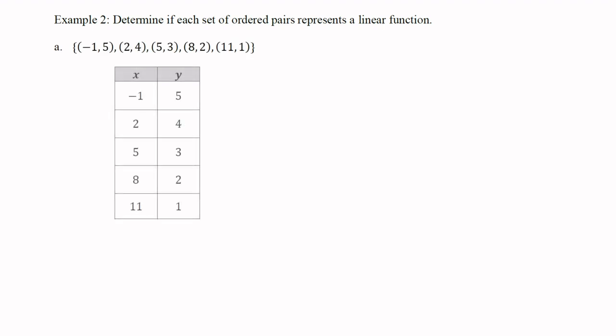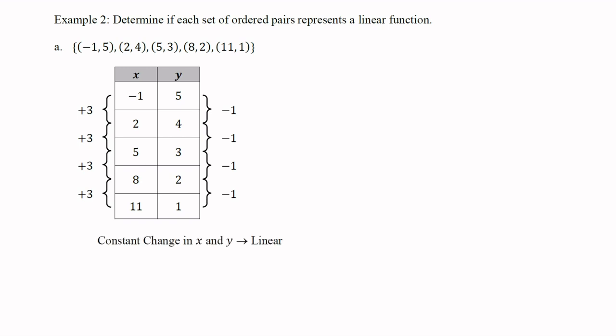So now let's do an example determining if each set of ordered pairs represents a linear function. Here we have a set of ordered pairs. We can very easily put this in table format, and then we can see what we have. Starting with our x values, each time we're adding 3, so that is constant. Now we look at our y values. Each time we're subtracting 1. Since we have a constant change in x with a constant change in y, we have a linear function.